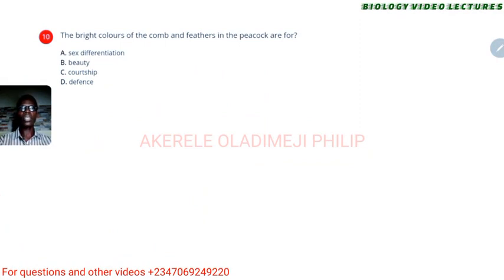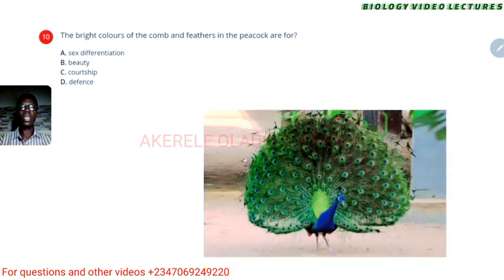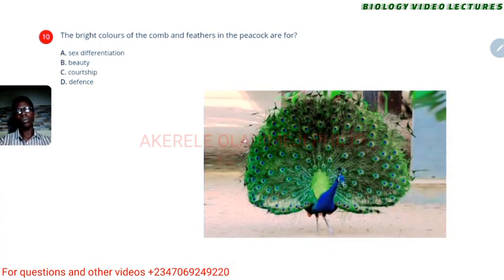Now, the bright color of the comb and the feathers in the peacock are for, well, sex differentiation, not really. Beauty, that's nice, but that's not all it's for. It's for courtship. Yes, when it spreads that, the peahen, which is the female one, gets attracted to the male, then goes towards it for mating and all of that. So the answer is C, for courtship.